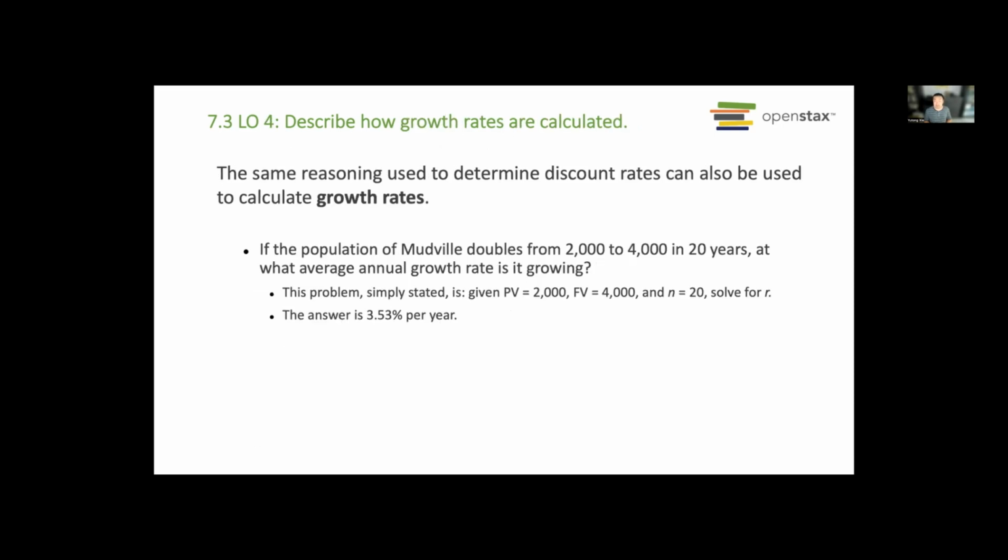4.56%. The same reasoning used to determine discount rates can also be used to calculate a growth rate. For example, if the population of Maldives doubles from 2,000 to 4,000 in 20 years, at what average annual growth rate is this growing? So this is basically saying you have 2,000 people as a present value, 4,000 as a future value, and you have 20 years to go from 2,000 to 4,000. So what's your per year average growth rate? If you plug in the formula, you're going to end up with 3.53%.